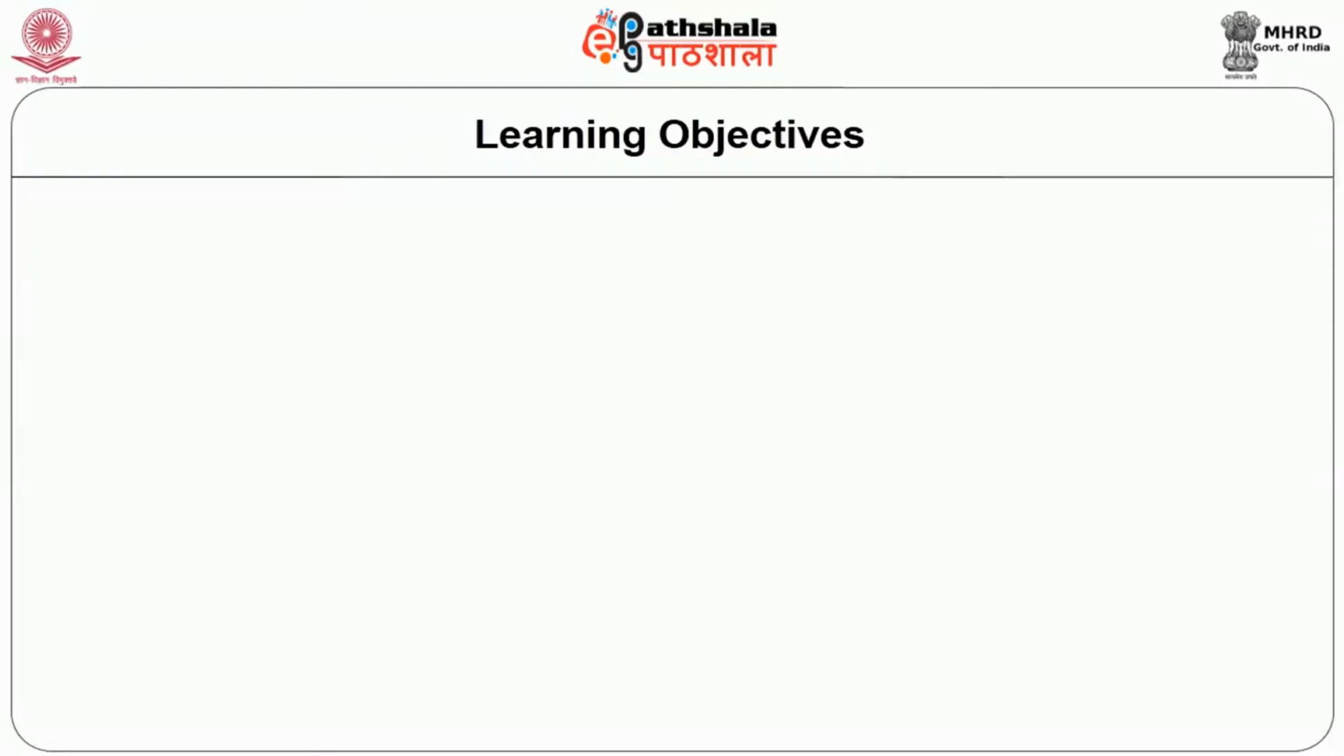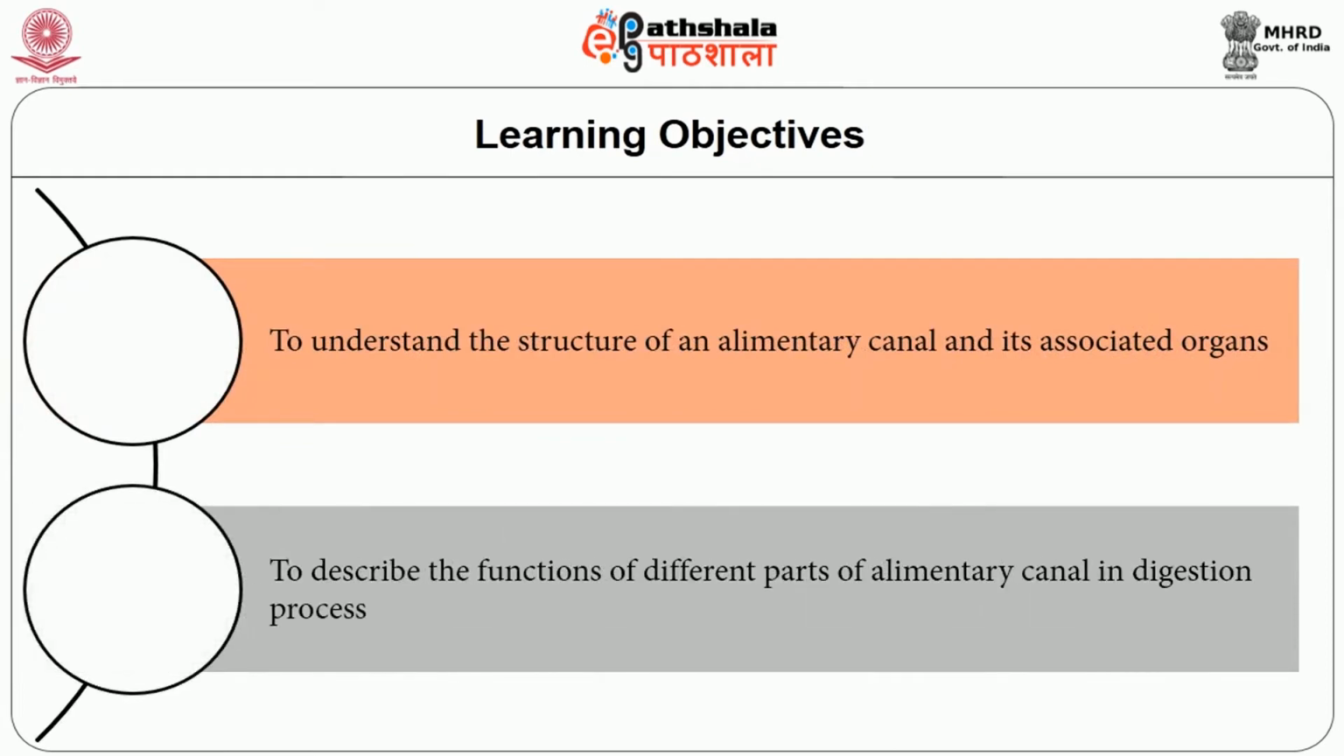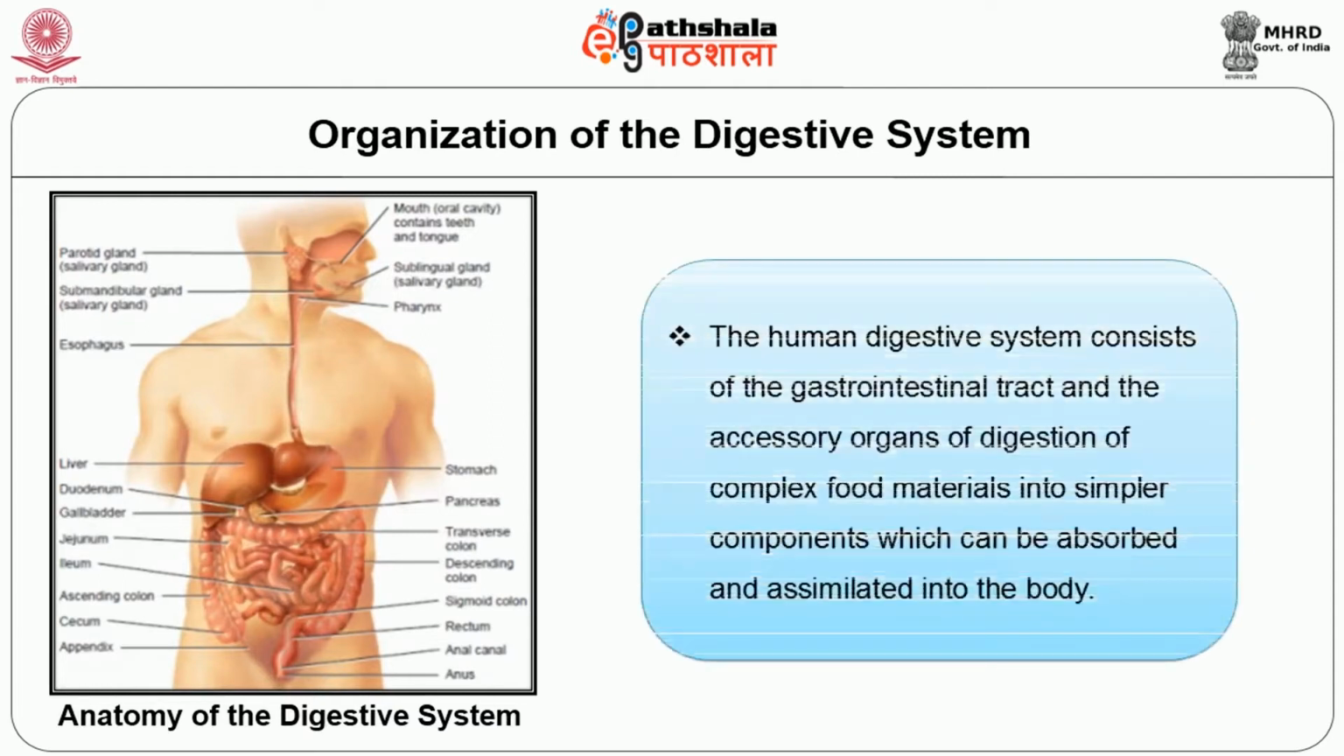Objectives of this module. This module enables the learner to understand the structure of the alimentary canal and its associated organs, and to describe the functions of different parts of the alimentary canal in the digestion process. Coming to the organization of the digestive system, the human digestive system consists of the gastrointestinal tract and the accessory organs of digestion of complex food materials into simpler components which can be absorbed and assimilated into the body.